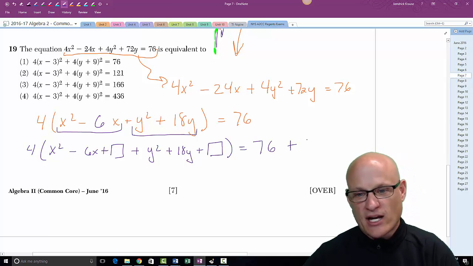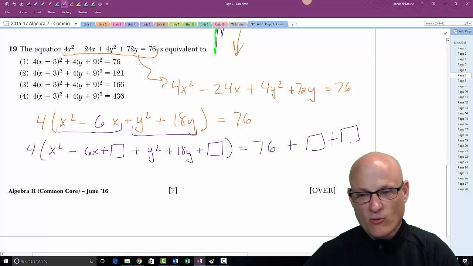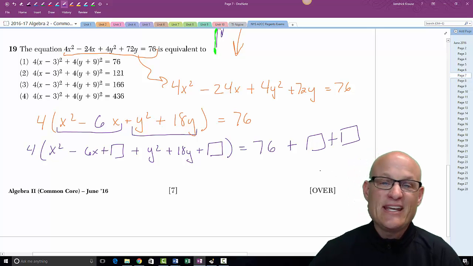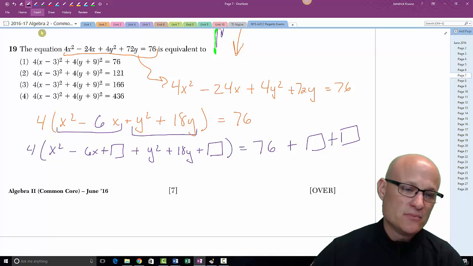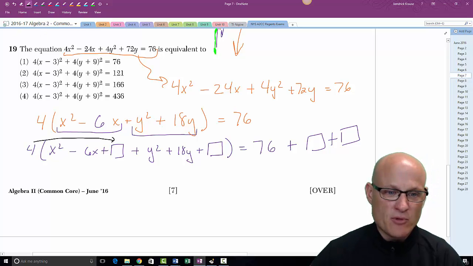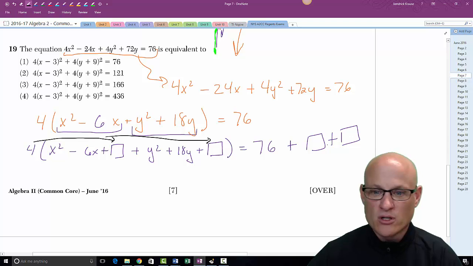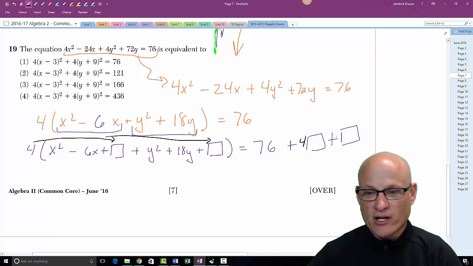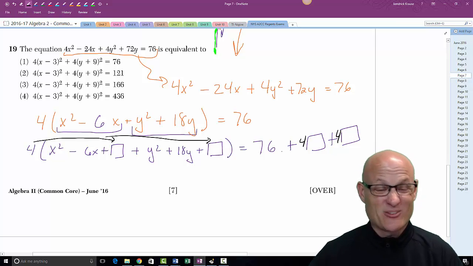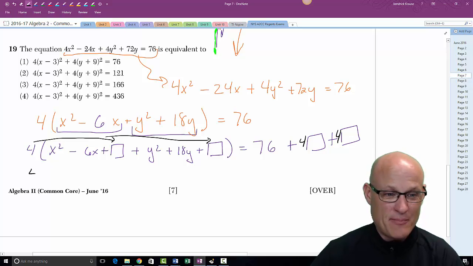Now, normally in my class, I write plus square. Here's the problem. Each of these squares is getting multiplied by 4. So really, I've got 4 squares and 4 squares. And that was why this was a tricky problem. Other than that, it's not bad.